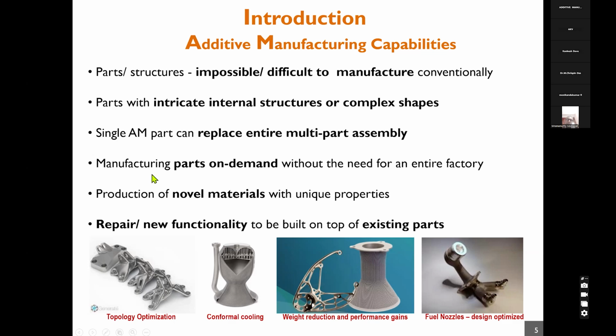And also we can manufacture parts on demand without the need for an entire factory. In the case of a conventional manufacturing process such as forging or casting, we need an entire factory to manufacture a single part. Unlike that, we can manufacture parts on demand without the need for an entire factory setup. And we can also look at the production of novel materials with unique physical and mechanical properties. And additive manufacturing gives us one more unique advantage. We can repair components, and we can also add new functionality onto existing parts.